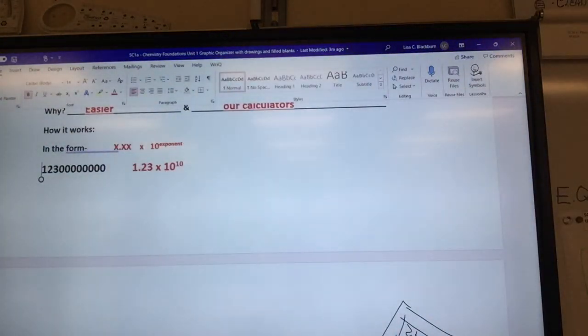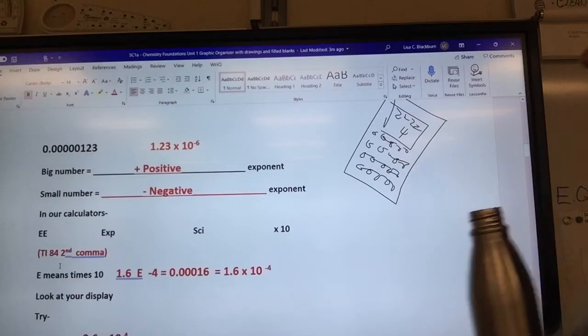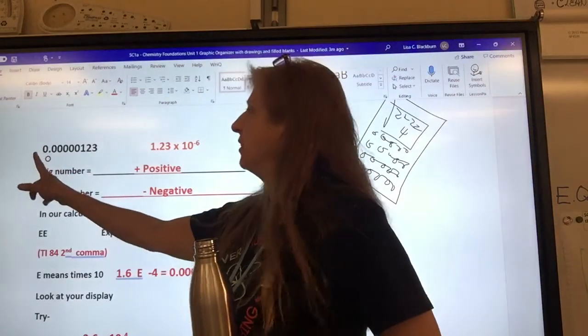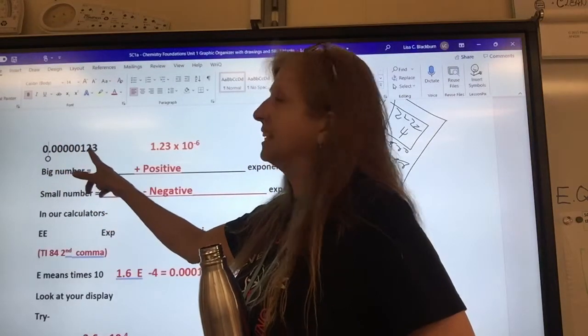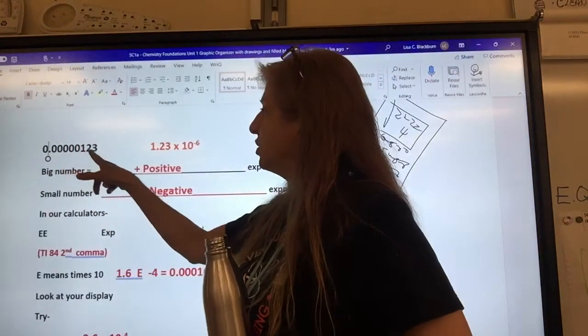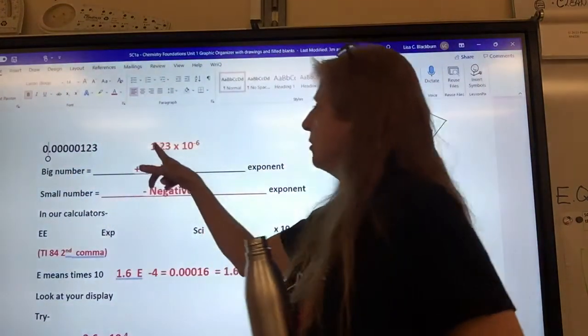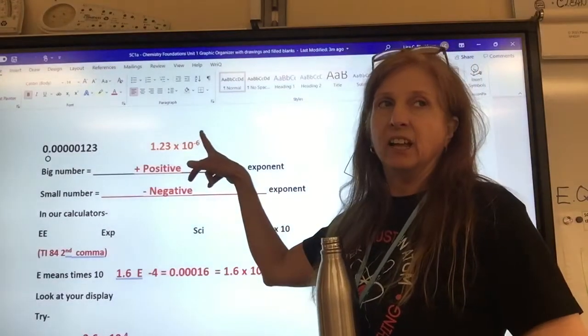All right. So let's do another one. Let's look at another one. Okay. So this one has got a bunch of zeros at the beginning. So we're going to count how many places it is to move the decimal. 1, 2, 3, 4, 5, 6. Notice it has to jump over the 1 to get in its proper place. So it's 1.23 times 10 to the negative 6.